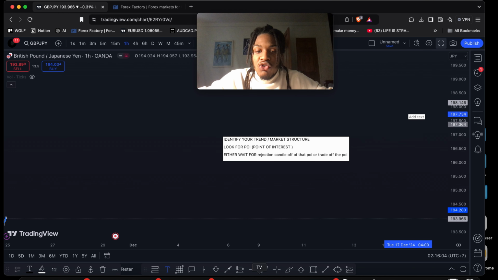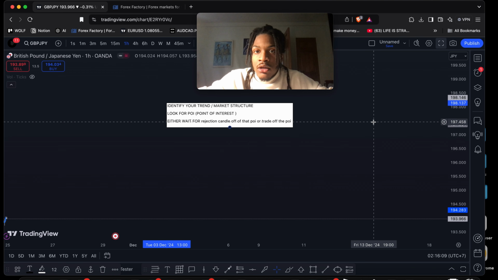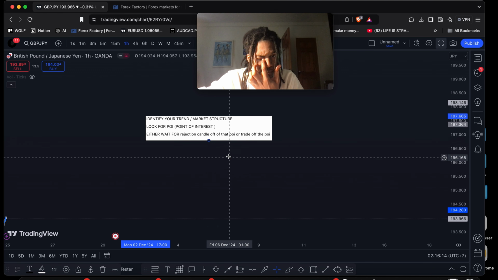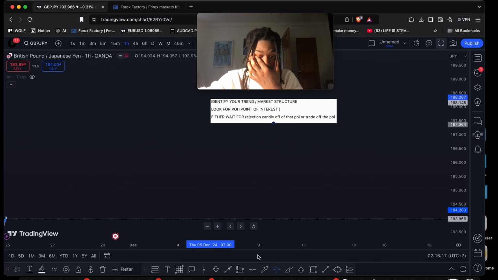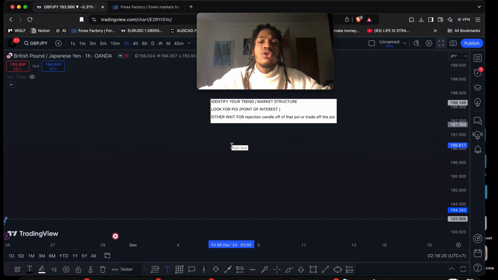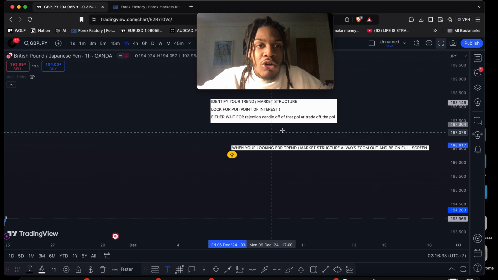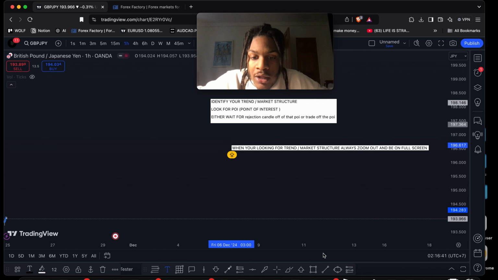And remember, when you're doing market structure, here's another note that I'm going to drag right next to me. I'm going to draw another note, and I'm going to put it under this note. I'm going to put: when you're looking for your trend, when you're looking for trend / market structure, always zoom out and be on full screen. Don't do what I'm doing. See, I'm looking at the charts not on full screen. Always be on full screen, because that's the key to Forex.